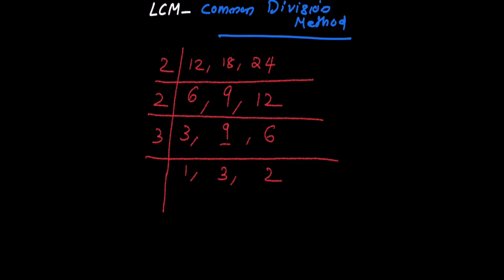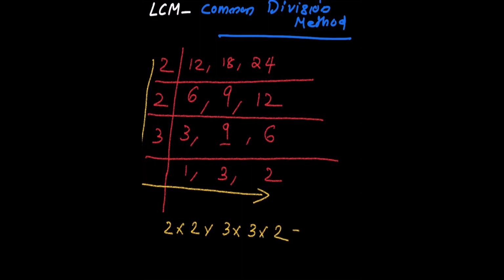So from this, how do we find the LCM? Multiply these numbers in this area. That is 2 into 2 into 3 into 3 into 2. That is 72. So the LCM is 72. For 12, 18 and 24, the LCM is 72.